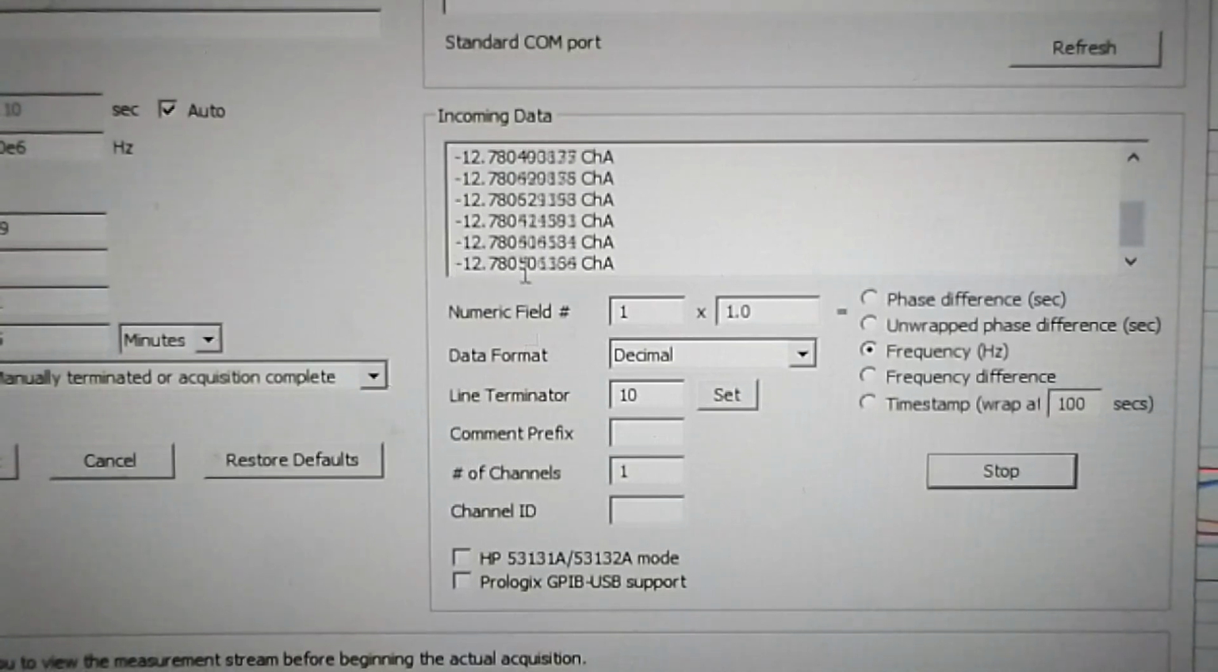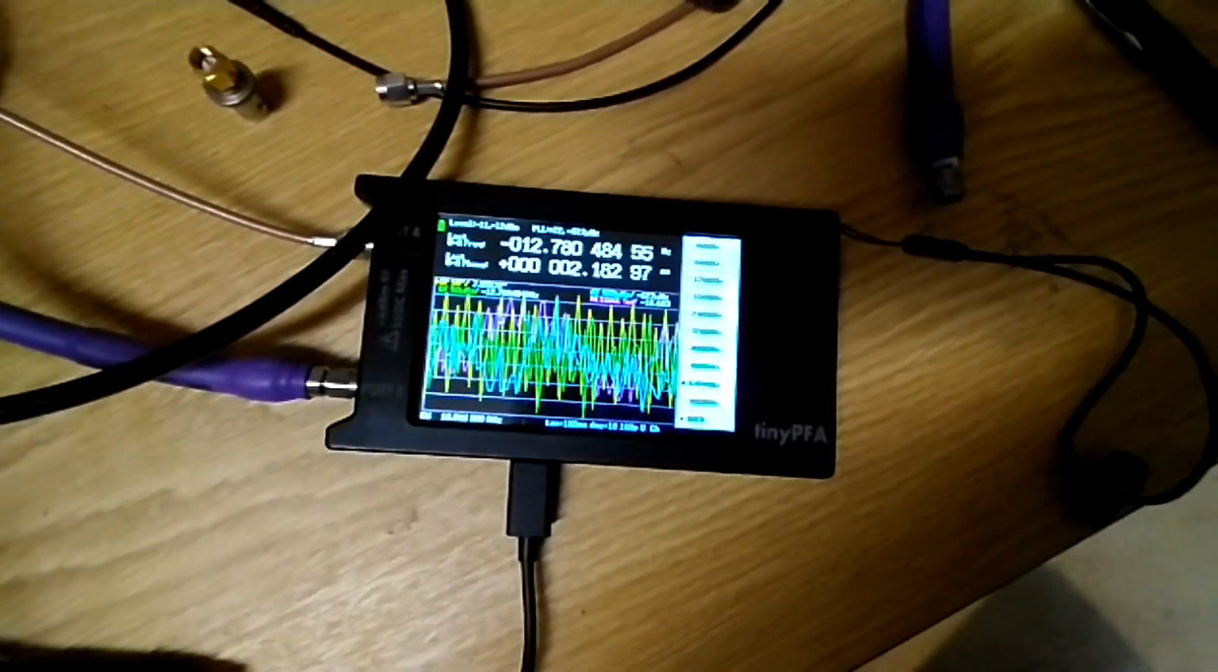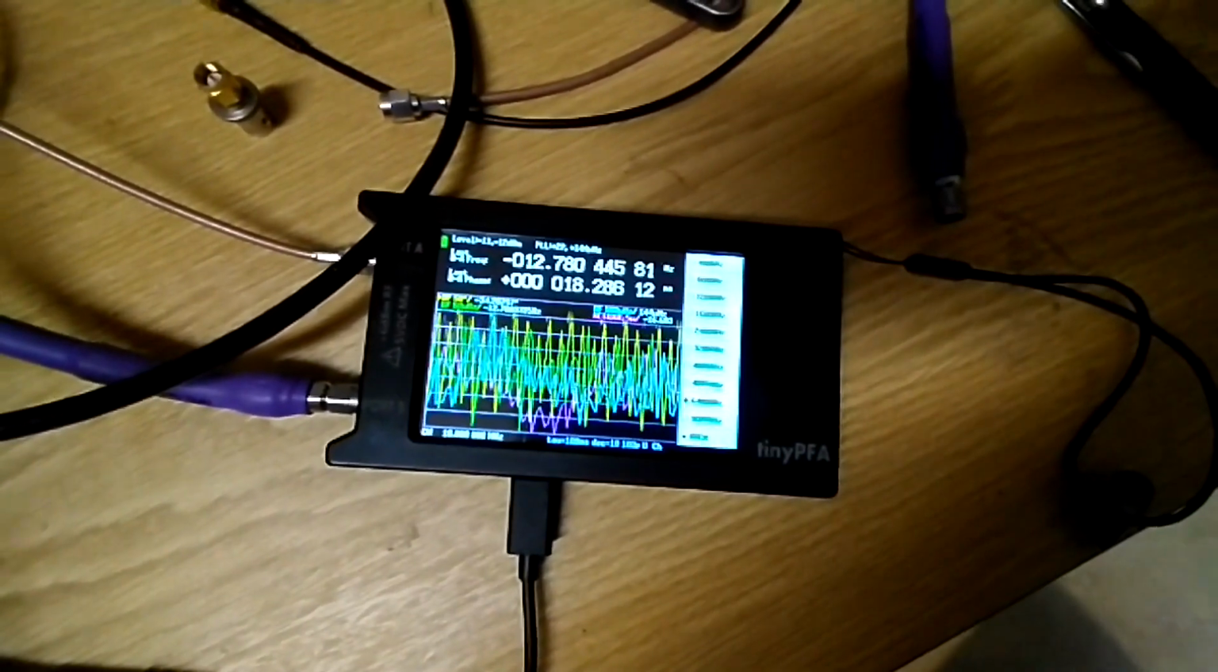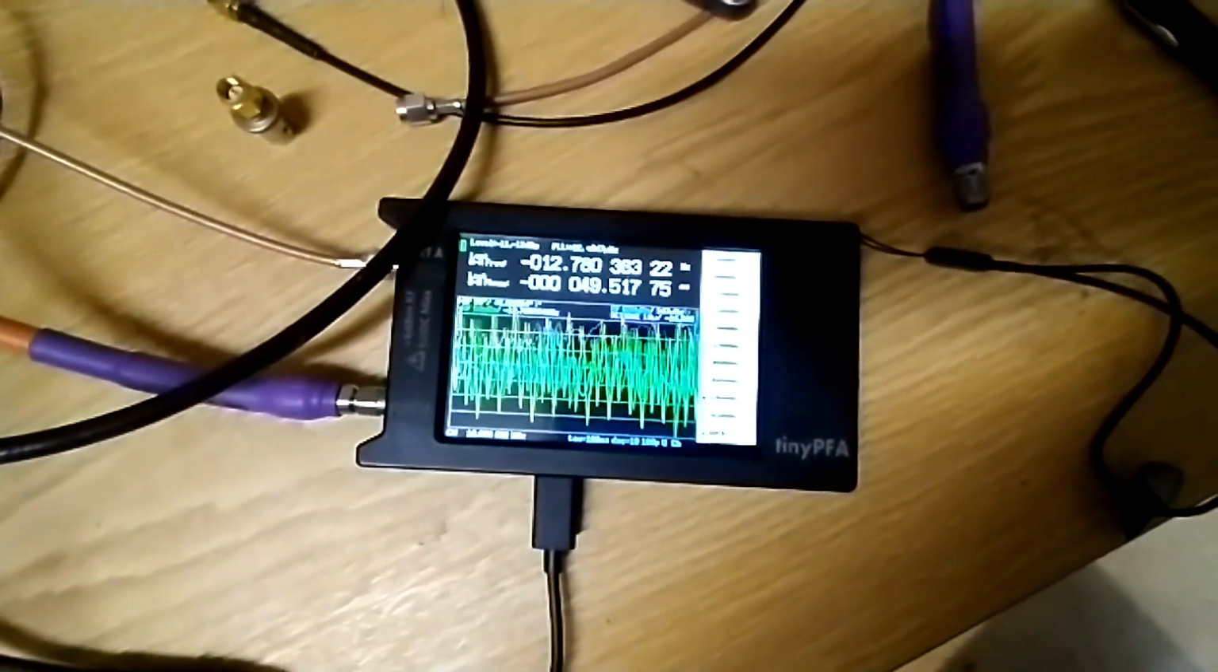12.780 and then something around 5. But there are 6 digits and they look perfectly normal. So there must be some conversion before it becomes a TIM file. I guess it goes over to phases again. The TinyPFA also says 12.780 and it shows 5 digits after that.